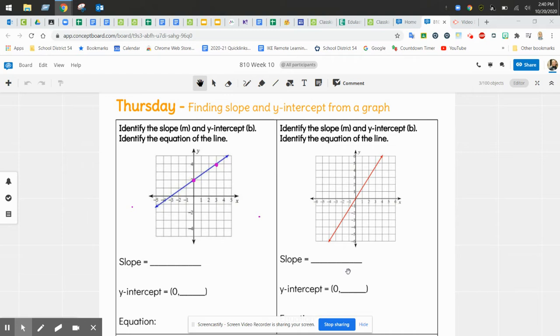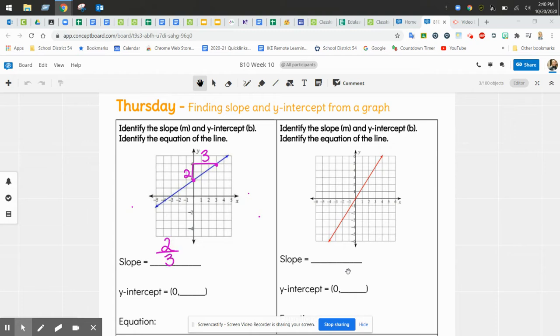So to get from that left point to the right point, I'm rising and running. So count how many you're rising. In this case, I'm rising 2, and then I'm running 3. So my slope is 2 over 3.